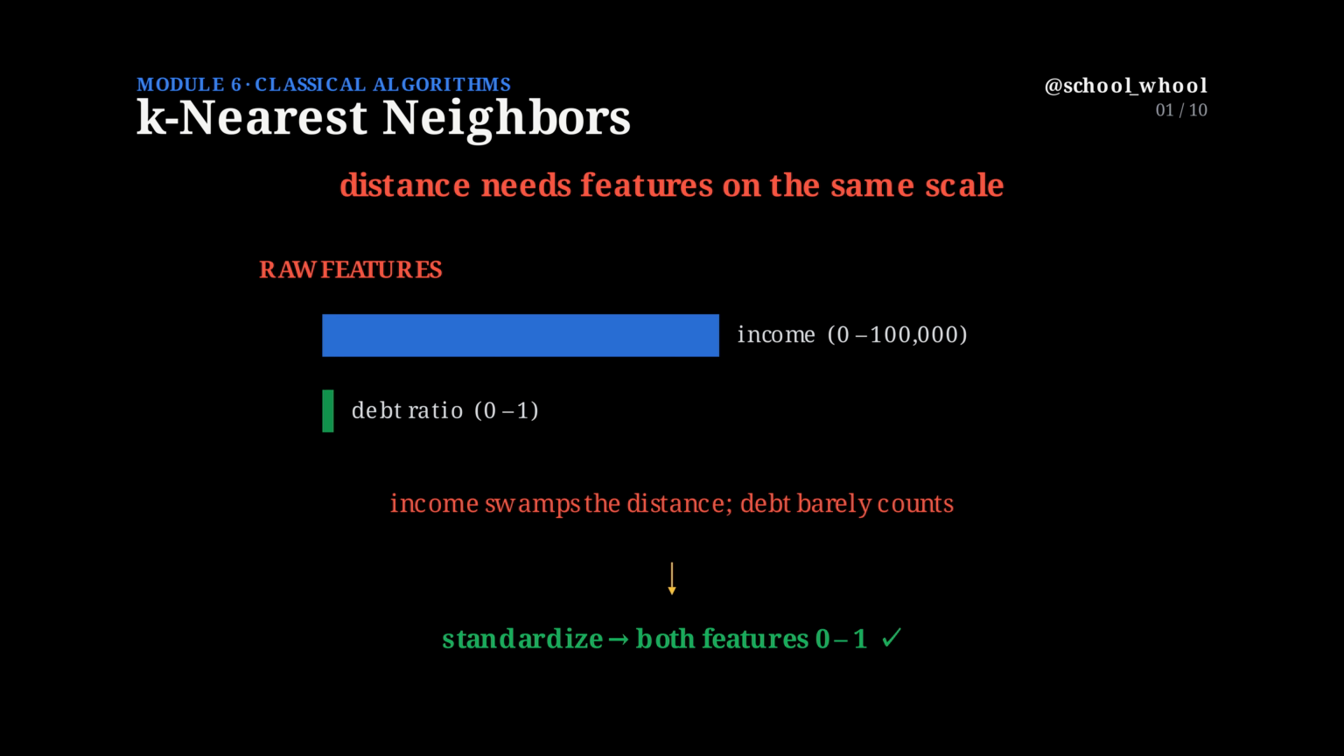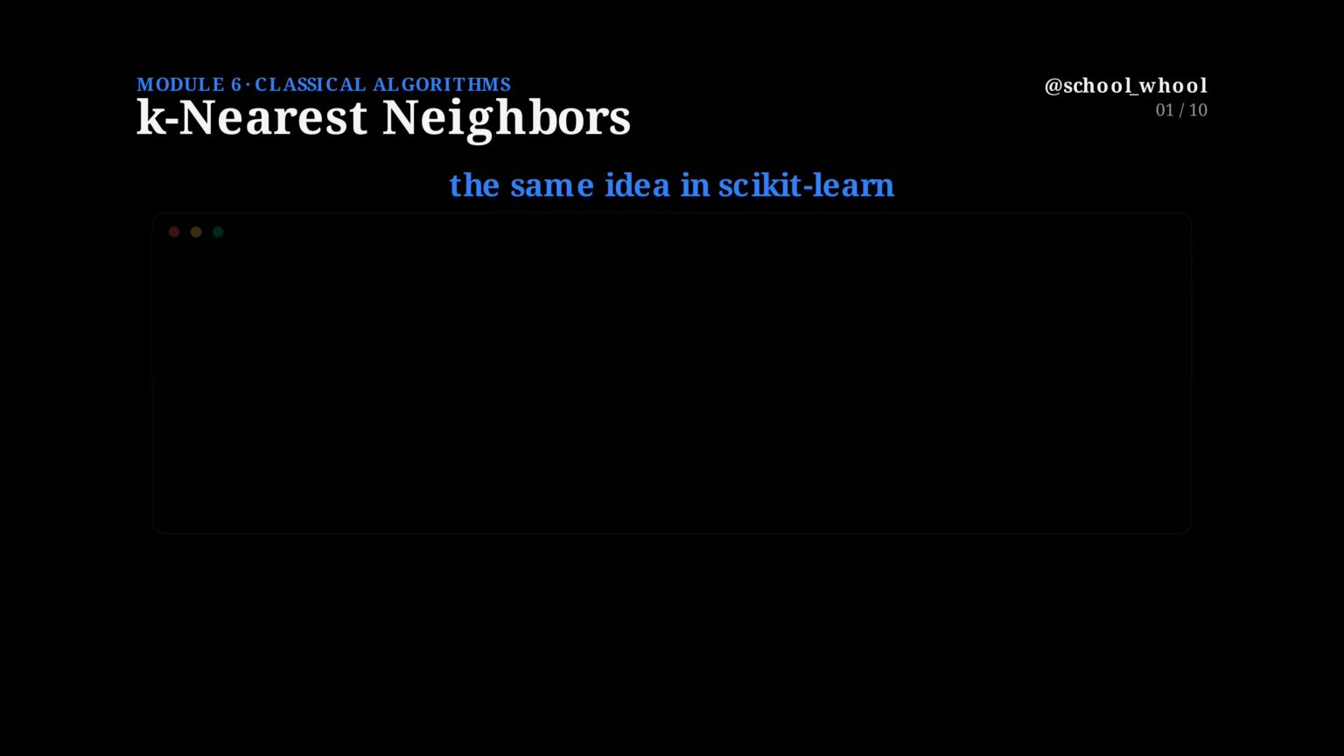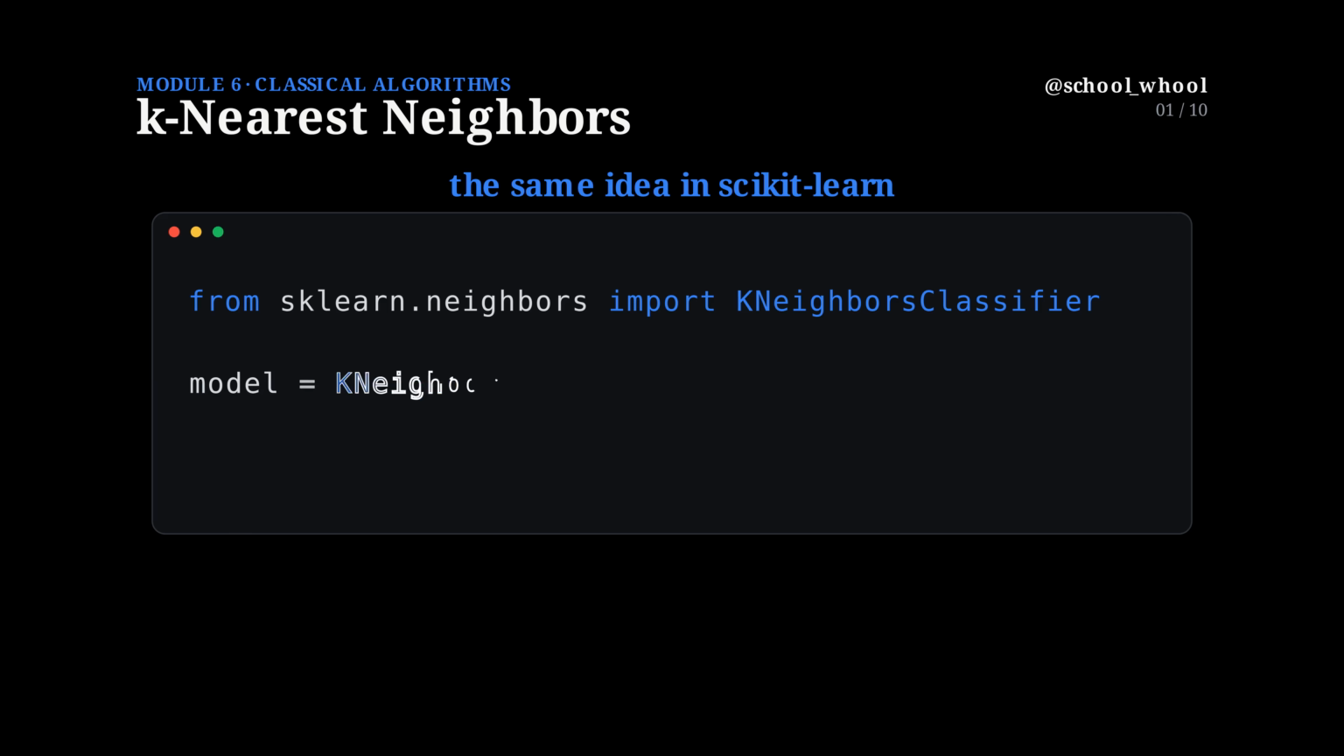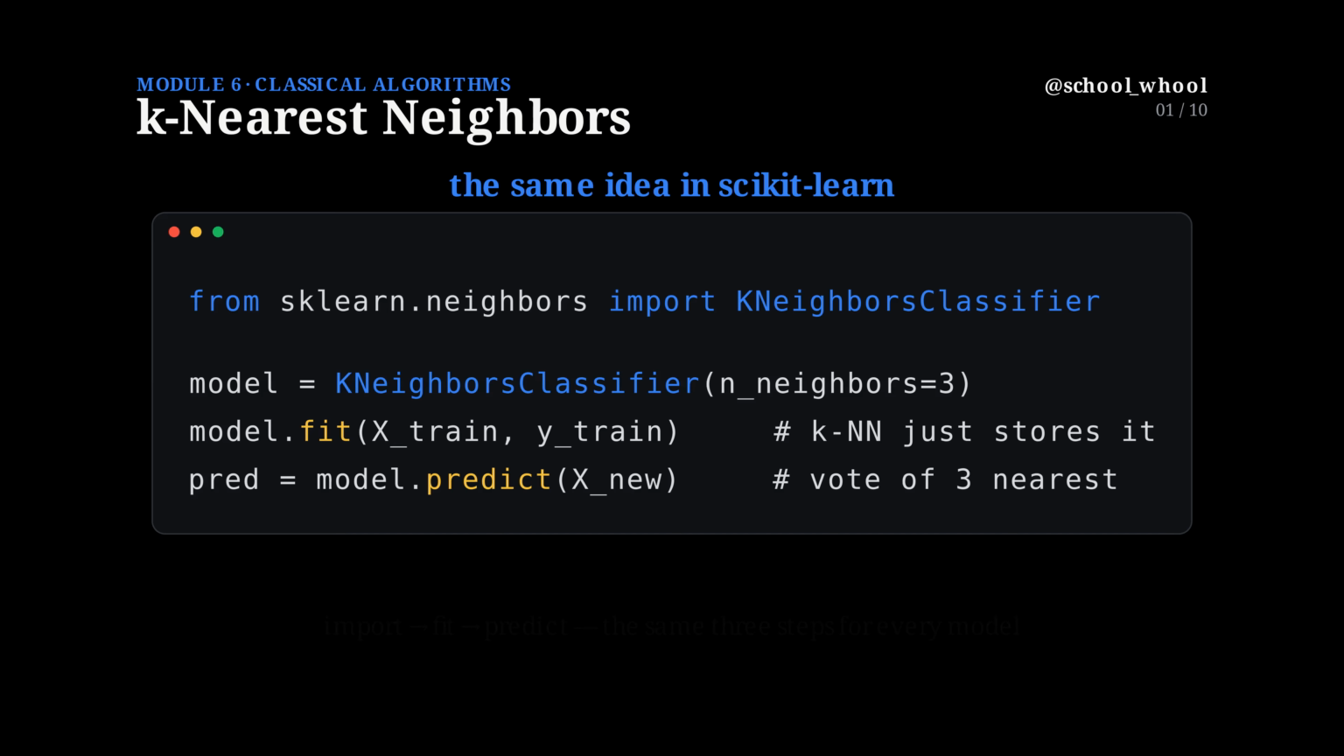Now let's see it in real scikit-learn code. First, we import the classifier and create it, choosing K equals 3. Then fit hands it the training data, which, for KNN, simply stores it away. And predict labels our new applicant. Import, fit, predict. You'll see this exact pattern for every algorithm in this module.